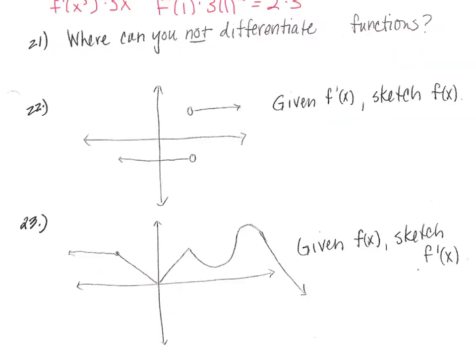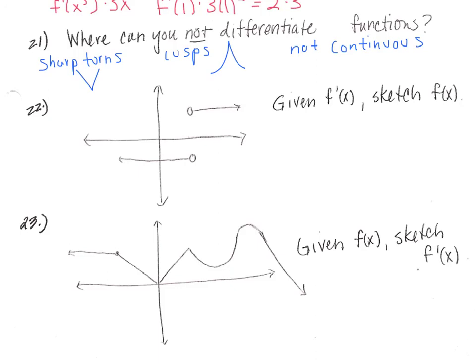21 asks where can we not differentiate functions? And we can't differentiate functions at any sharp turns. So that would be at the vertex of an absolute value function, for example, right here. We cannot differentiate functions at cusps. So that would be if a function does something like that. And we cannot differentiate functions where they're not continuous. So if there's any points of discontinuity, it is not differentiable at that point.